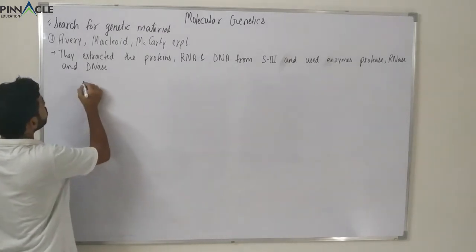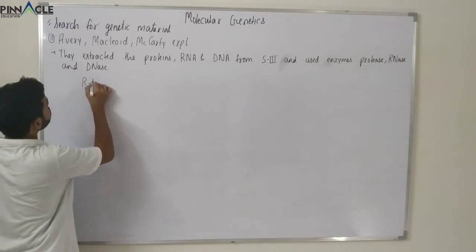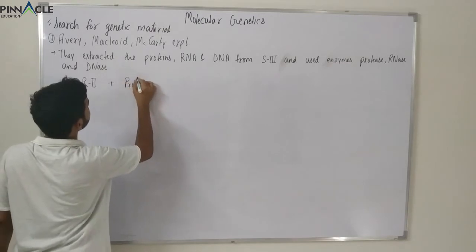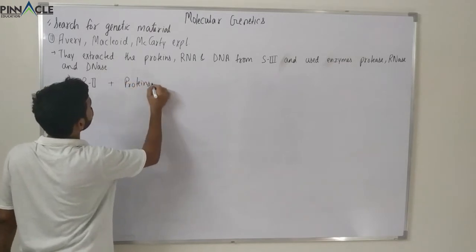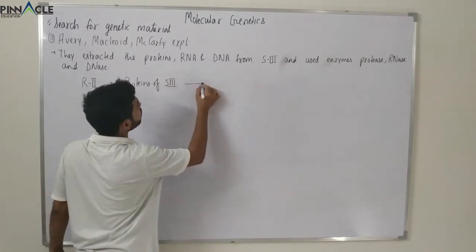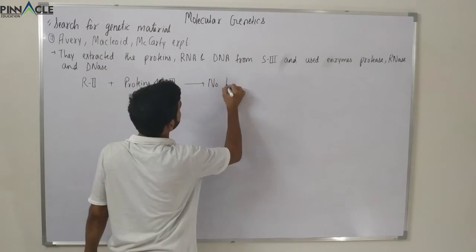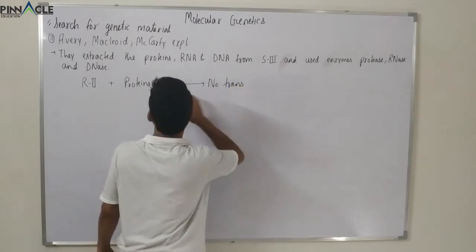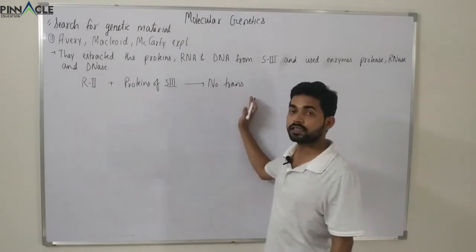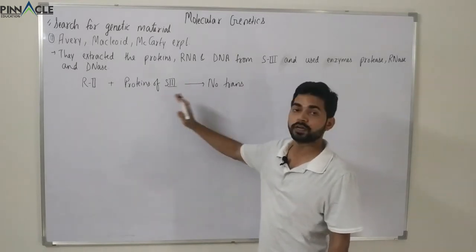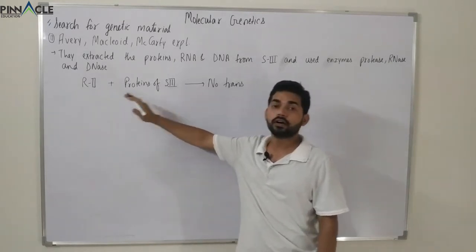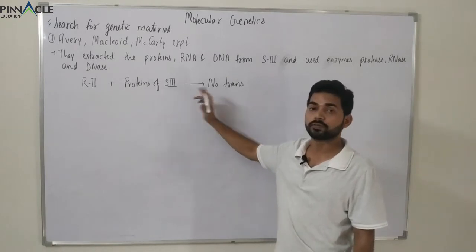So they took R2 bacteria and they put proteins of S3 here. Here no transformation occurred, that is the R2 bacteria could not kill the mice. So we are not discussing which mice was killed and which was not. We are just concerned with whether R2 was transformed into S3 in which case.